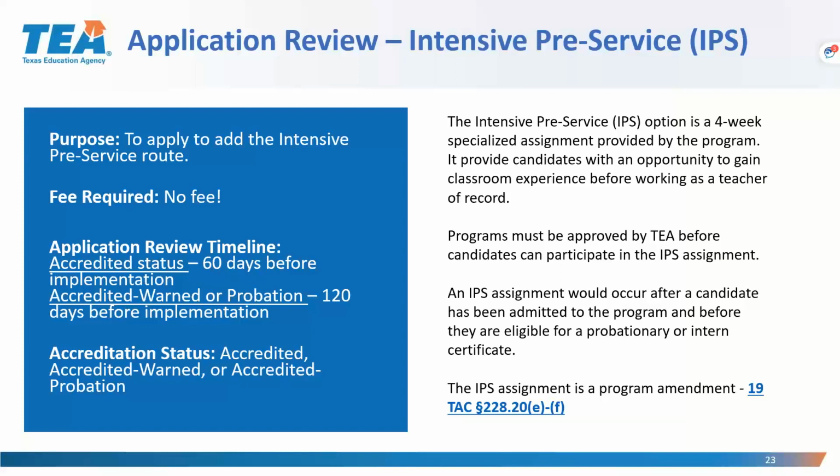If a program has an accredited status, they are required to submit the IPS application at least 60 days before implementation. For programs with an accredited warned or accredited probation status, they are required to submit the IPS application at least 120 days before implementation. Though this is a program amendment, TAC requires approval or denial of the application.